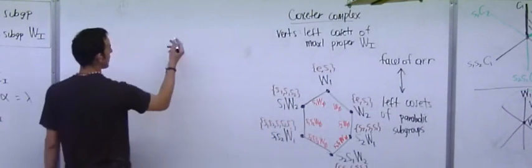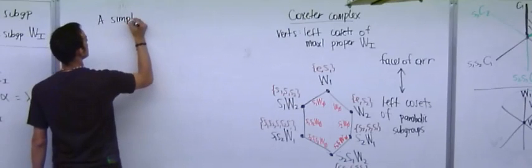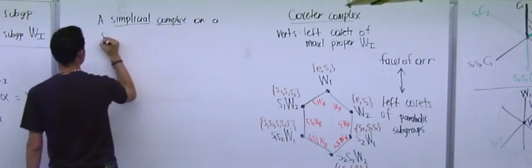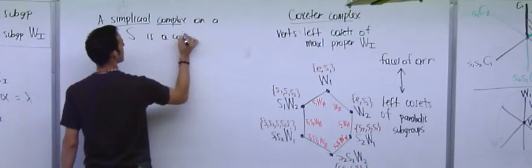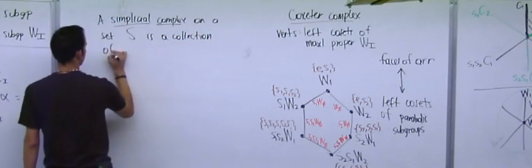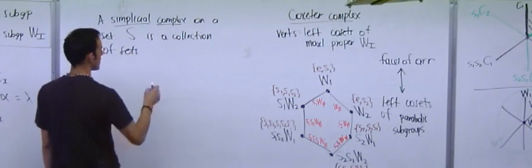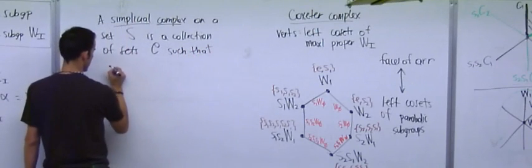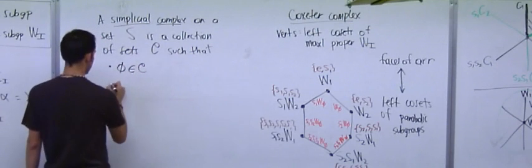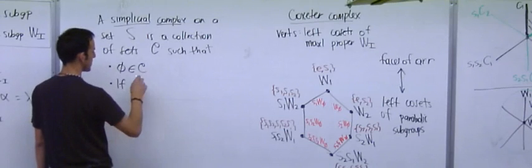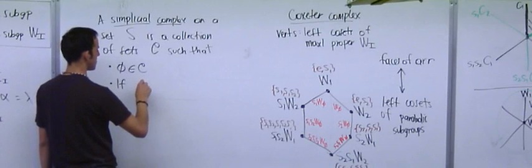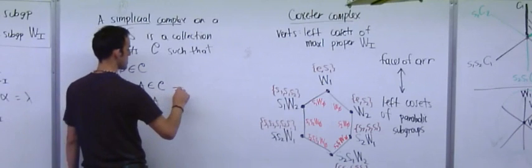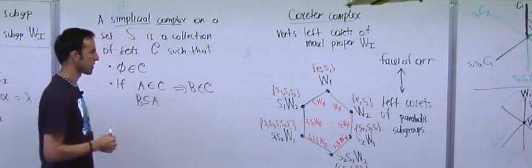So what is a simplicial complex? A simplicial complex on a set S is a collection of sets, which maybe I'll call C, such that the empty set is in C, and if some set is in C, so if A is in C and B is a subset of A, then B is in C.